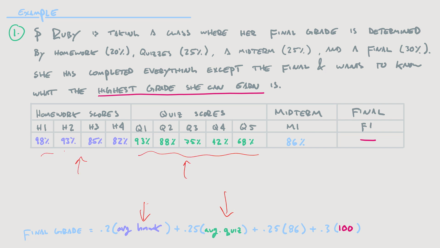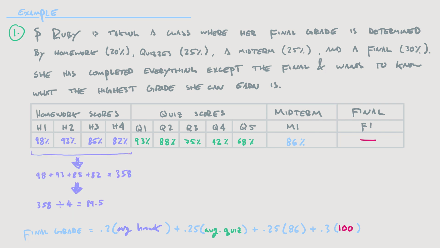We know all the scores, so we just have to do 2 separate calculations and plug them into their respective parts so that we can get our answer. Okay, so we'll start with homework scores. I added all the percents together to get 358. There's only 4 homework scores, so I divided by 4. So the average homework score is 89.5, and I'm going to plug that in to where the average homework score should go, which is being multiplied by 0.2, because homework is 20% of the grade.